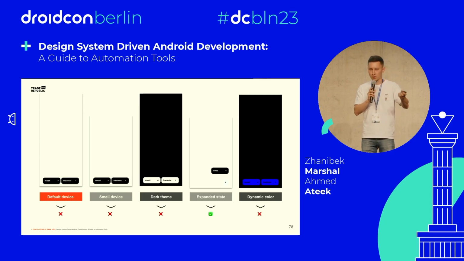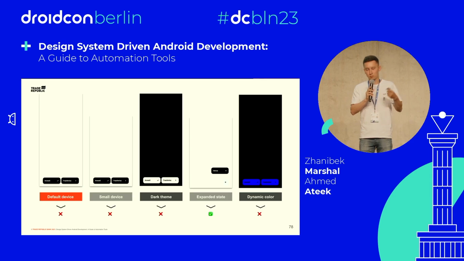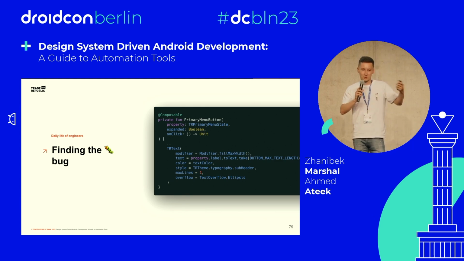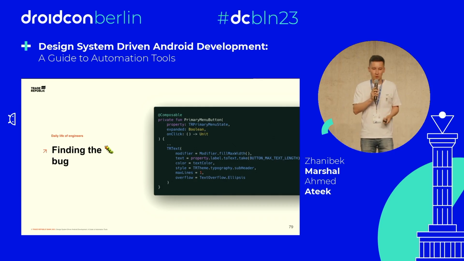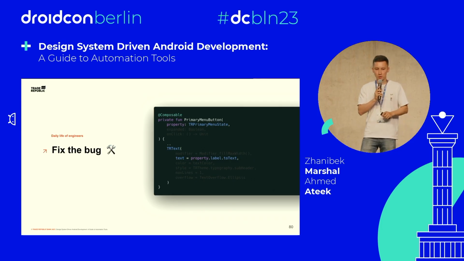We have various conditions for the snapshots, like the default size, small, dark theme support, and also dynamic color that we added as a new feature. I dug in to find where the bug is. It's not actually a bug, but how the component works. We discussed with the designer that we need to update the specification for this component, and after discussing it, we removed this requirement.